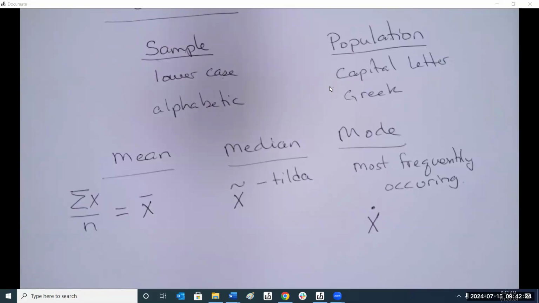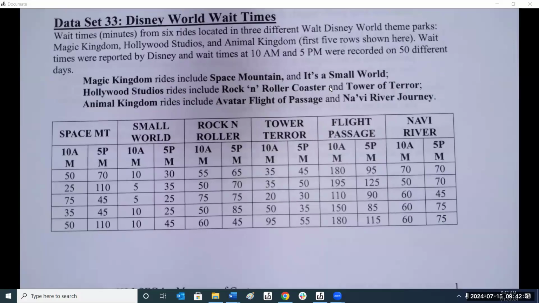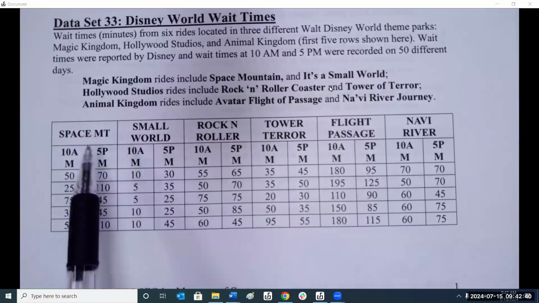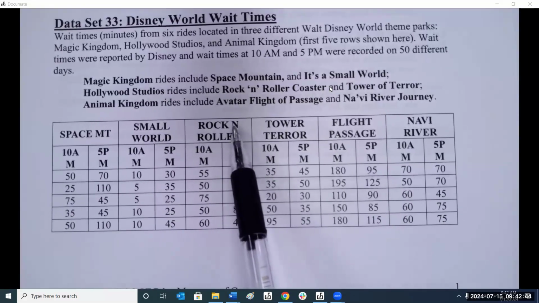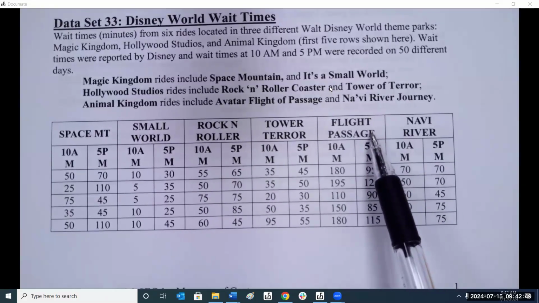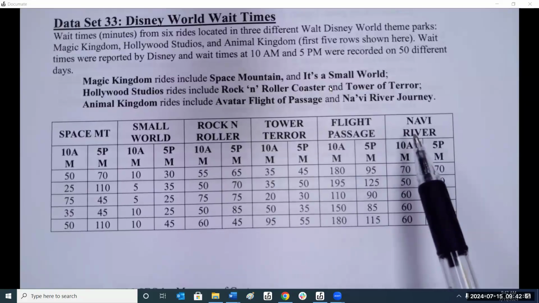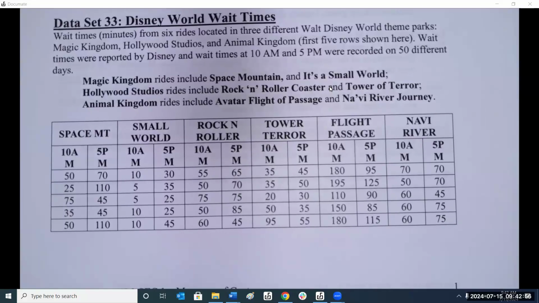All right, in your package, we're just going to look at the first column. The data set we're using in this section is the Disney World wait times at some of the most popular rides. So we have Space Mountain, It's a Small World, the Rock 'n' Roller Coaster, the Tower of Terror, the Flight Passage, that's the Avatar Flight Passage in Animal Kingdom, and the Navi River, another ride at Animal Kingdom.